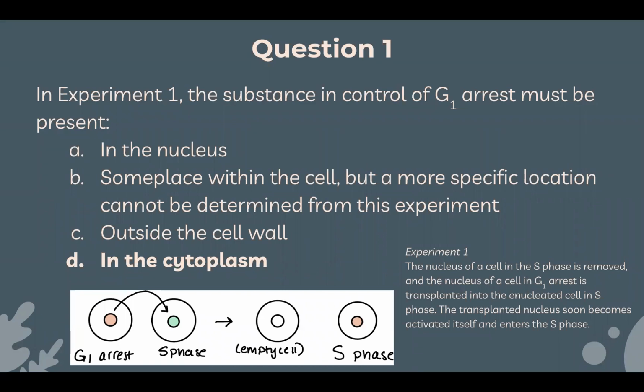Can you please explain why A is wrong? So for this experiment, we're transplanting the nucleus that's in G1 arrest into a cell that's in S phase. Once we do that, we have this empty cell, and the transplanted nucleus is finally able to go into the S phase. Because the transplanted cell is no longer in G1 arrest, we can conclude that the nucleus is not responsible for G1 arrest, because if it were, the transplanted cell would not be in S phase. It would still be in G1 arrest. Thank you.